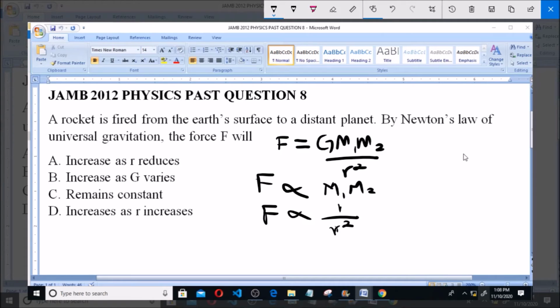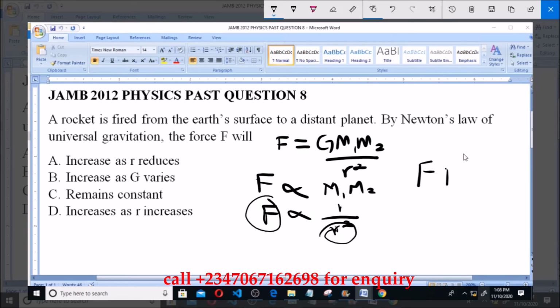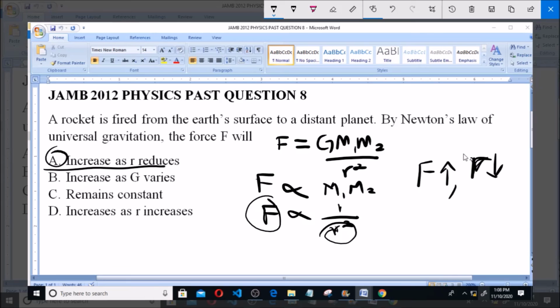Now from this we can deduce two things. So let's look at this from the options. Now A says increases as R reduces. Now if the force is inversely proportional to the square of the distance, it means that as the force increases, the distance, not the radius, decreases. As force increases, the distance decreases. So that is what is seen in A. Option A, the force will increase as R reduces, showing the inverse proportionality between the two.